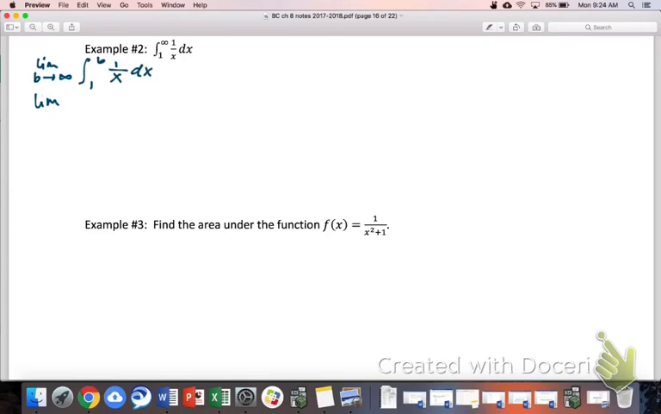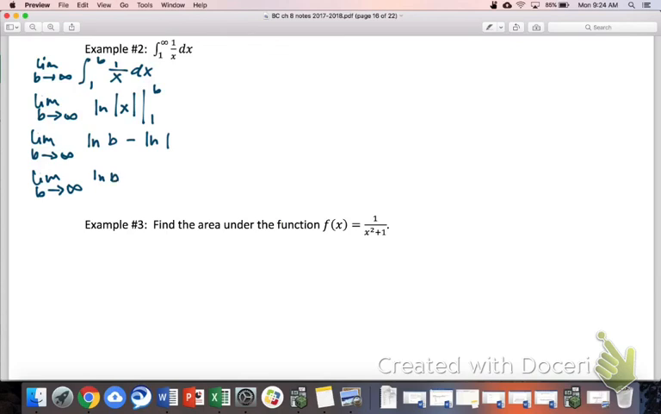So limit as b goes to infinity of natural log of x evaluated from 1 to b. And then we do FTC1 and do the plug in and subtract thing. So limit as b goes to infinity of ln. I can drop the absolute values, I think, there and there. What's ln of 1? 0. Yep, so we can happily just drop that. So it ends up being limit as b goes to infinity of natural log of b.